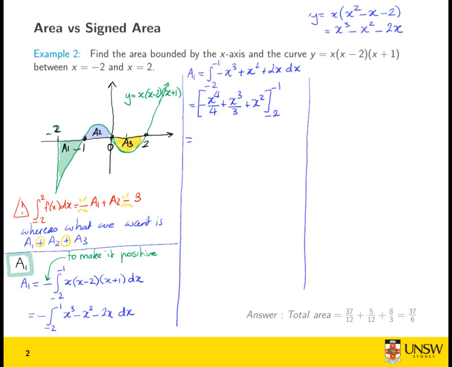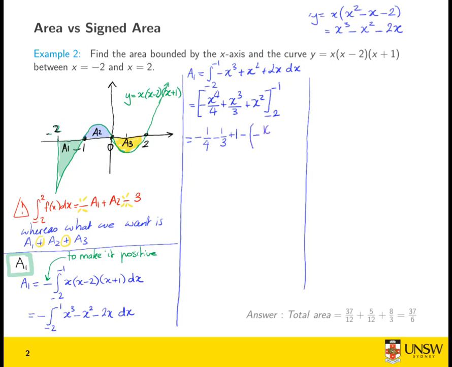When you raise a negative sign to the power of 4, you get a plus. And when you raise a negative sign to an odd power, you get a minus. When you raise a negative 1 to a power of 4, or more generally to an even power, you get a plus. When you raise a negative 1 to a power of 3, or more generally an odd power, you will get a minus. Now you sub in negative 2.